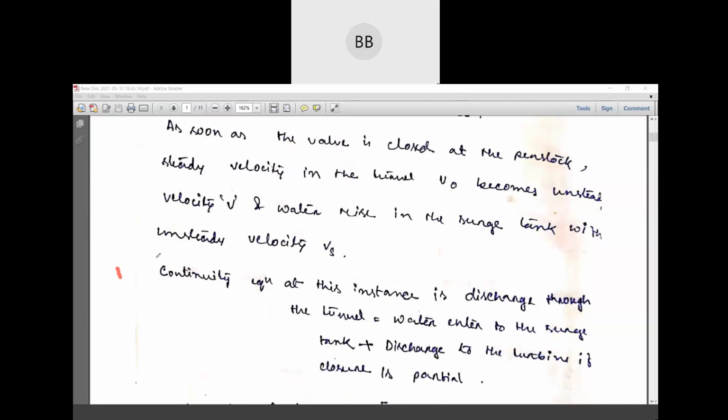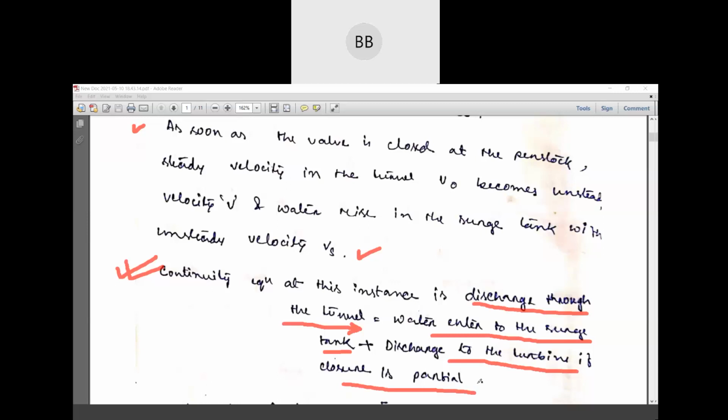Next you write the continuity equation. I think this part you have understood, very simple. Then write the continuity equation at this instant: discharge to the tunnel is equal to water entered to the surge tank plus discharge to the turbine if closure is partial.